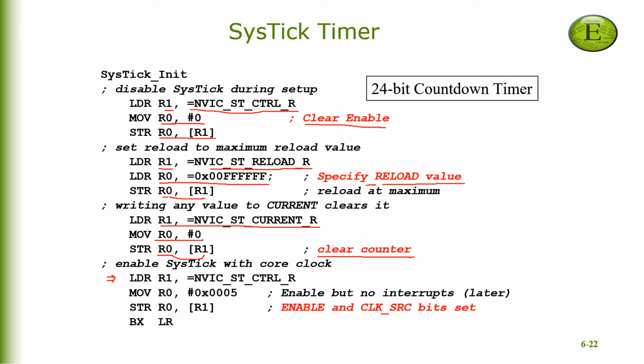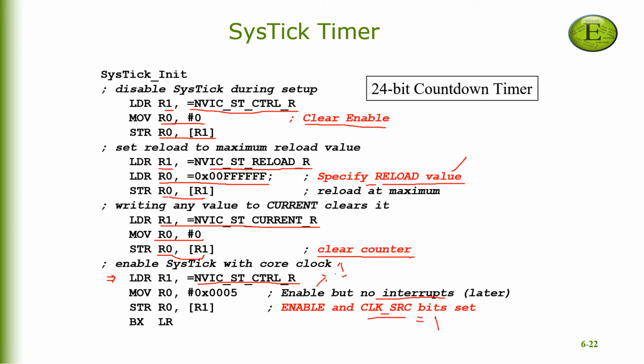And whenever it starts running, it will start running with the reload value. And finally, we refer back to the NVIC control register, in which we cleared the enable bit. Now it is time to set the enable bit to 1. So the enable bit is set equal to 1. That's the least significant bit, you remember. We want no interrupt, and the clock source is also 1.